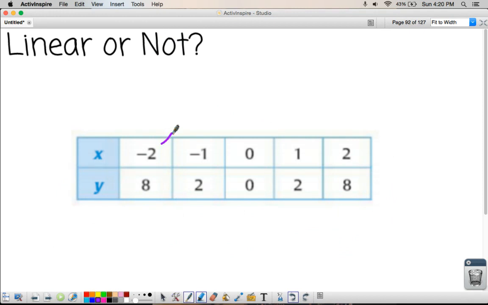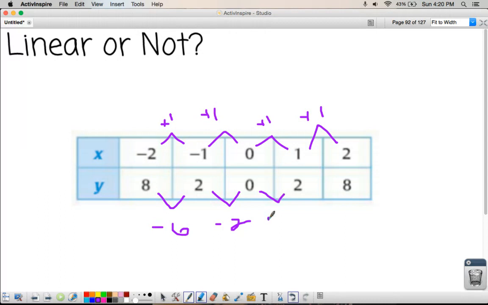Looking across the top, I have -2 to -1, I add 1. -1 to 0, add 1. 0 to 1, add 1. 1 to 2, add 1. 8 to 2, I'm subtracting 6. 2 to 0, I'm subtracting 2. 0 to 2, I'm adding 2. 2 to 8, I'm adding 6. So again, this one is not linear because my y values are not the same.